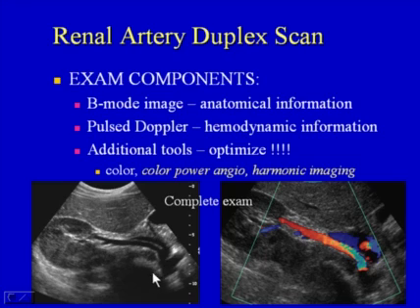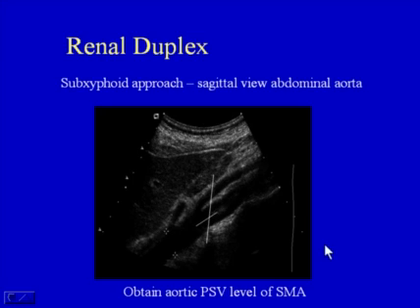Here we can see a complete exam. We have the aorta. Here's the right renal artery extending out to the hilum, into the kidney, and then we have the kidney. We've turned on color, and you can again see the aorta and the renal artery coursing towards the kidney. If you do not get a complete exam, this must be noted in your report. So, starting at the subxiphoid approach, we have the sagittal view of the abdominal aorta at the level of the SMA. Using a 60-degree Doppler angle with the cursor placed center stream, we obtain the aortic peak systolic velocity. This is what will be used for the renal aortic ratio.